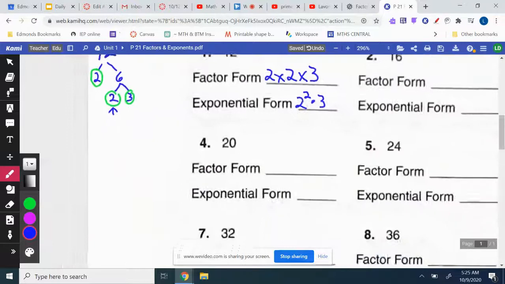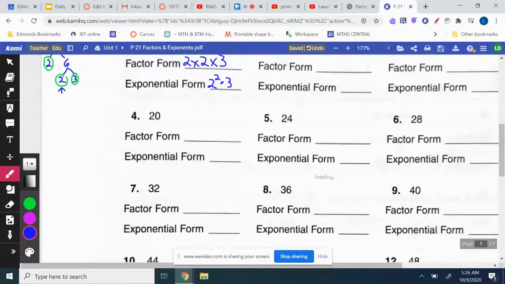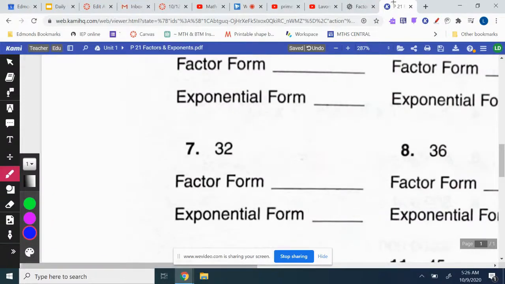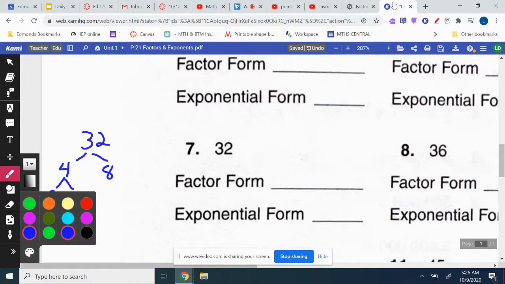Let's try it for number 7. So my start of my tree is 32. Well, I know 32's factors are 4 and 8. 4 times 8 equals 32. Wow, neither of those numbers are prime. So let's break down 4 into some prime numbers. I know 4's factors are 2 and 2. So I'm going to circle those numbers.